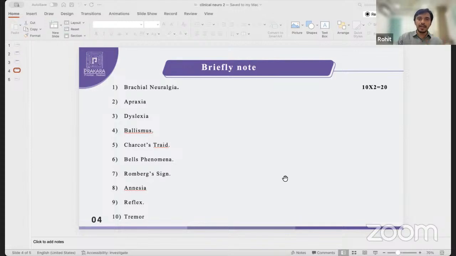Tremor is a hyperkinetic movement disorder. The most common diseases where we see tremors are Parkinson disease and essential tremor. But physiologically also tremor can be there. Tremor can be seen when the patient is anxious, or when patients have diseases like hyperthyroidism, there can be tremor in such patients.